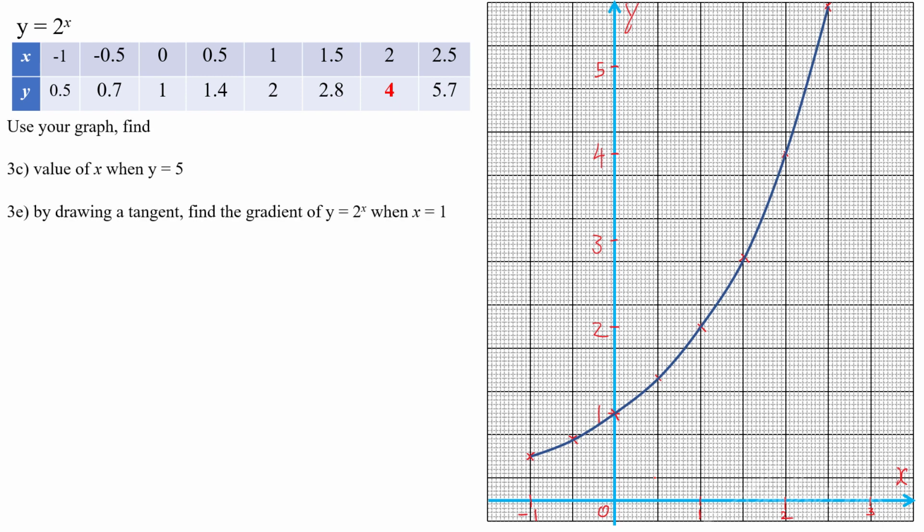And some of the questions that they might ask are as follows. So do answer this yourself. Find the value of x when y is equal to 5. Then draw the tangent. Okay, if you need the answer, they are down here. Please check.